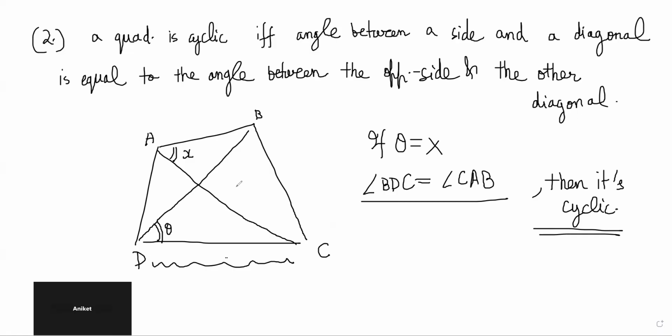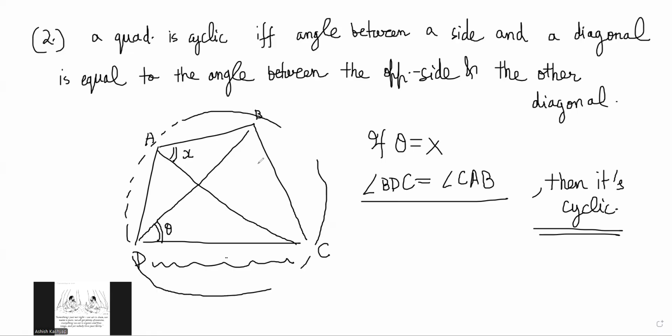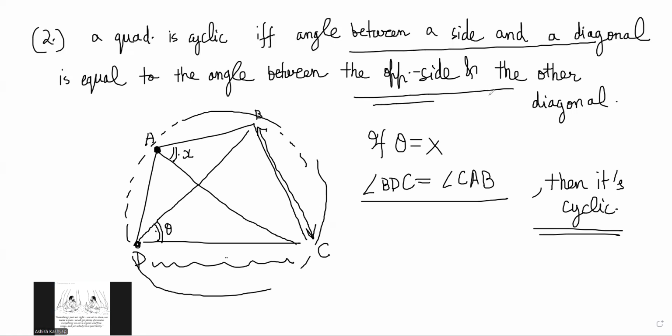Yes sir, these are the same angles subtended in the same segment. But that is obvious: if it was cyclic, you should realize that the chord is BC, right? Yes sir. Chord BC is making an angle here at D and making an angle here at A. So obviously they should be equal. I hope everyone is understanding what is happening. Yes, sir. So if the angle between a side and a diagonal is equal to the angle between the opposite side and the other diagonal, then it is cyclic.